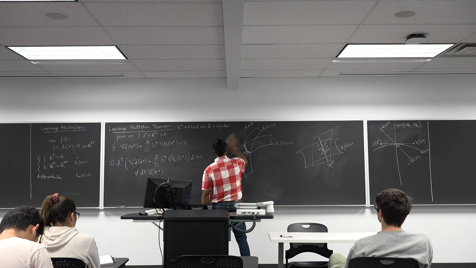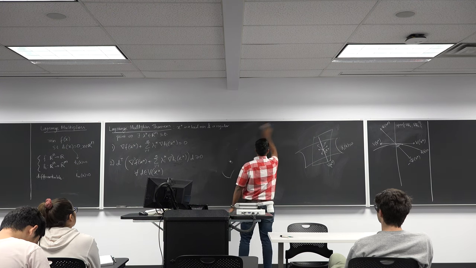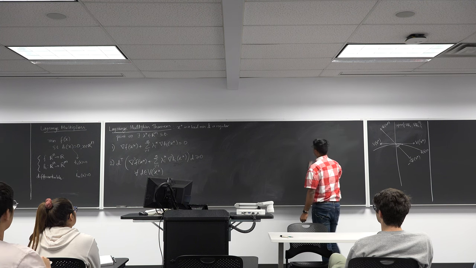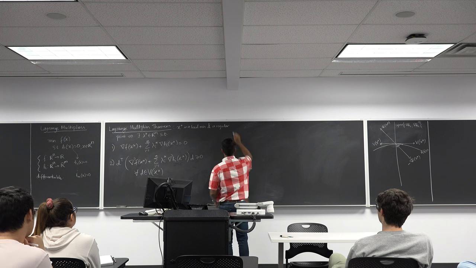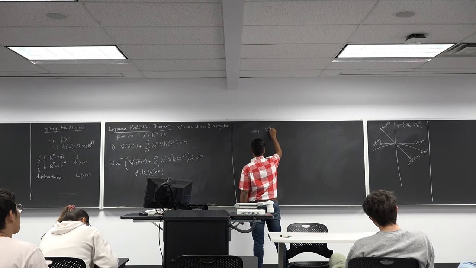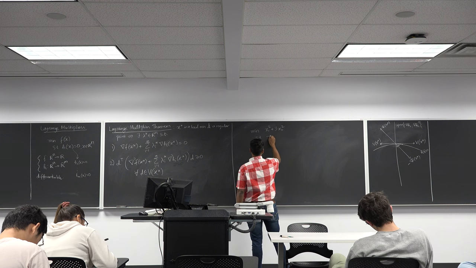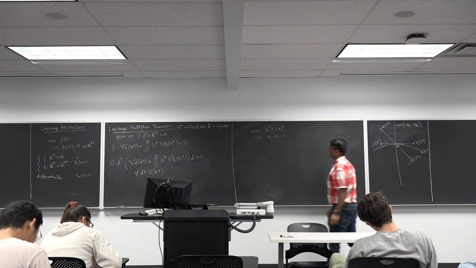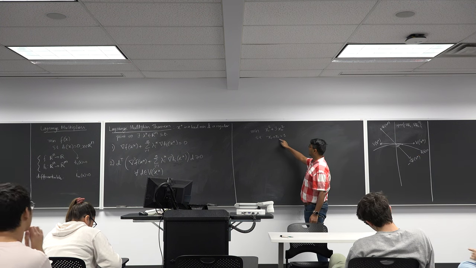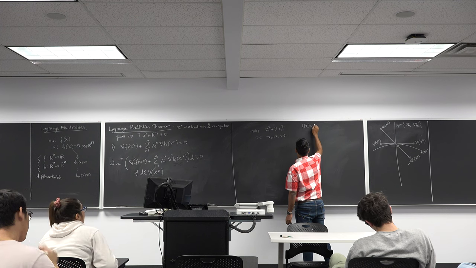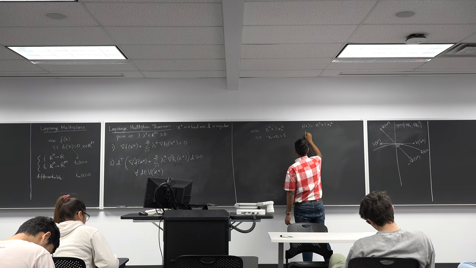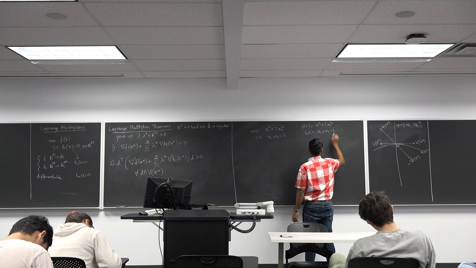Okay, let's do some examples. Let's do a simple example. I want to minimize x1 square plus 3x2 square such that x1 plus x2 equals to 1. So this is my f of x and this is my h of x equals to 0. So f of x is x1 square plus 3x2 square, and h of x is x1 plus x2 minus 1.